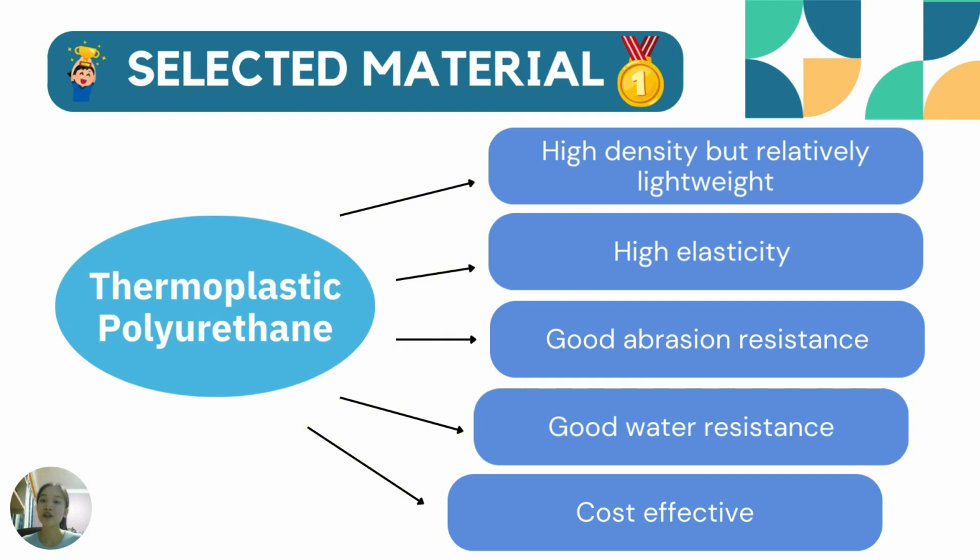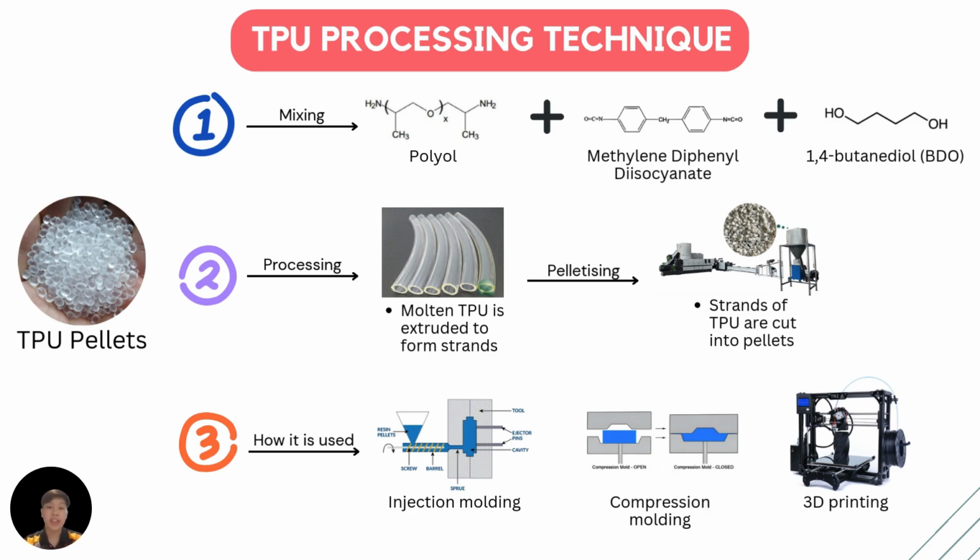Other than that, TPU's good abrasion resistance means it can withstand wear and tear from constant ball contact, enhancing the racket's lifespan. With good water resistance, TPU protects the racket from moisture damage, making it reliable even in humid or damp environments. Lastly, TPU is cost effective, offering a great balance between performance and affordability, making it an ideal choice for mass production.